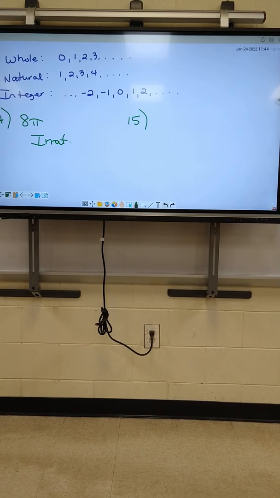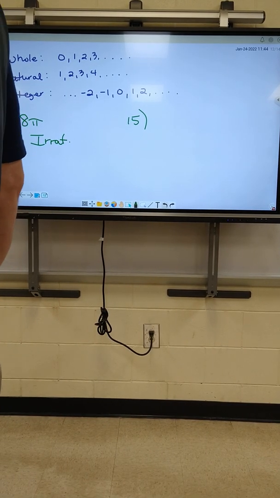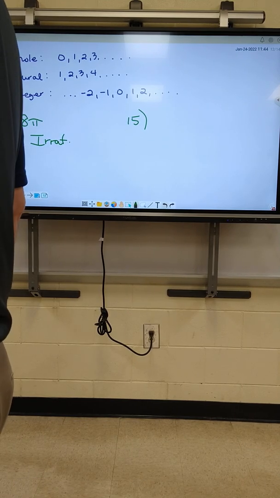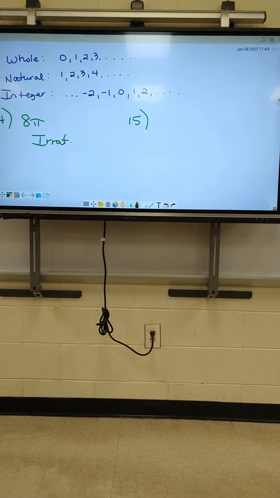Why is 15 irrational? No pattern, right? And it's not repeating. All right, so that one's irrational. How about 16? Why is 16 rational, Chloe? It's got a pattern, so that one's rational. What else? All right, now 17 and 18 we just went over.